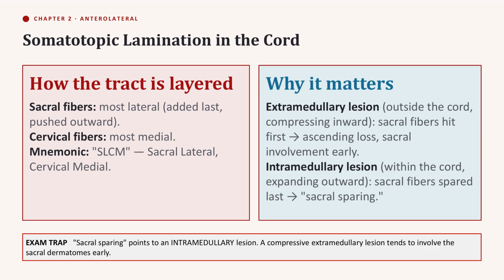Now on the right, why it matters. A lesion from outside the cord, an extramedullary lesion, like a compressing tumor, presses inward from the surface, so it hits the lateral sacral fibers first. Sacral sensation is lost early. A lesion from inside the cord, an intramedullary lesion, like a syrinx expanding outward, spreads from the center, so it reaches the sacral fibers last. Sacral sensation is spared. That preserved sacral sensation is the finding we call sacral sparing.